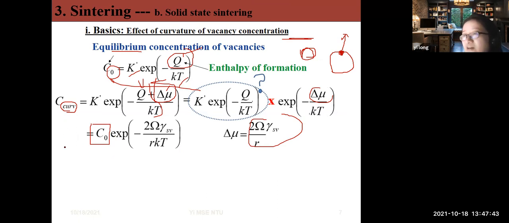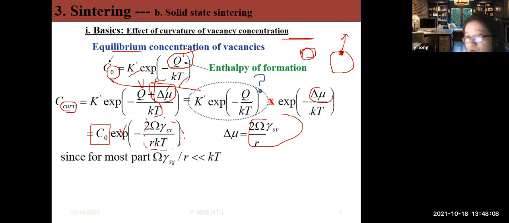So condition, every time we say exponential, we want to get rid of it. How can we get rid of it? There's a condition. For the most part, this is a very valid assumption. This exponent is actually very close to 0 because omega gamma over R is much smaller than KT. All these are mostly constant. Once you put all these values in, we'll see most of them are constant, and this is also a valid assumption that it will be very close to 0. Which means what you have seen here is very close to 0.